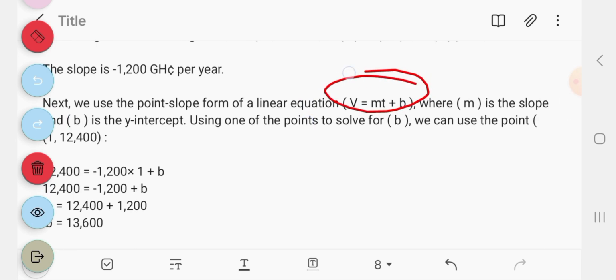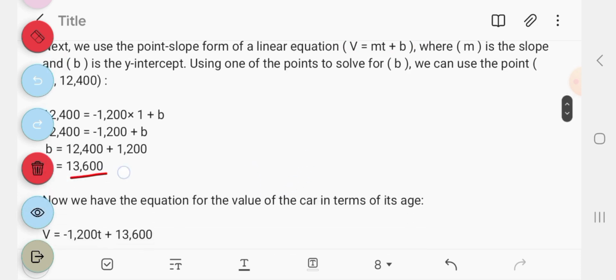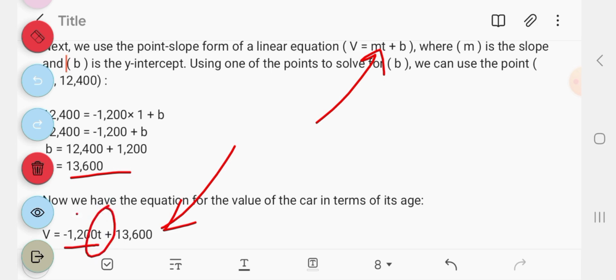But in terms of this, we are going to use the variables that were given to us. So V equals mt plus b. When we do our substitution, we are going to have b equals 13,600. So we are just going to substitute back into this. So we have V equals minus 1,200t plus 13,600. So with time, when we are given any different time, we can find the value of the car based on this.